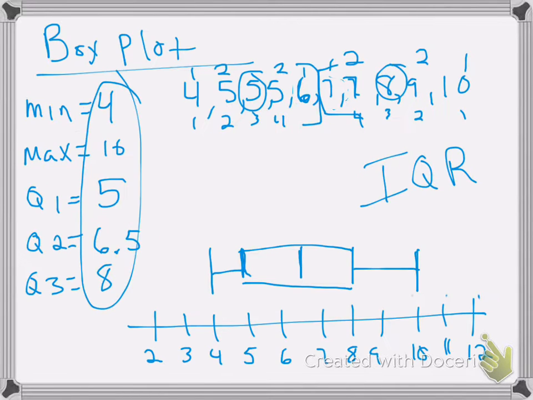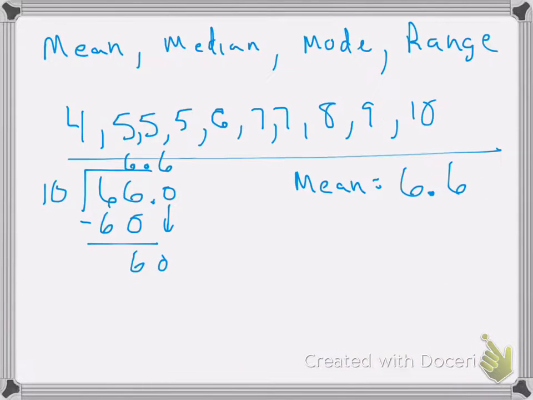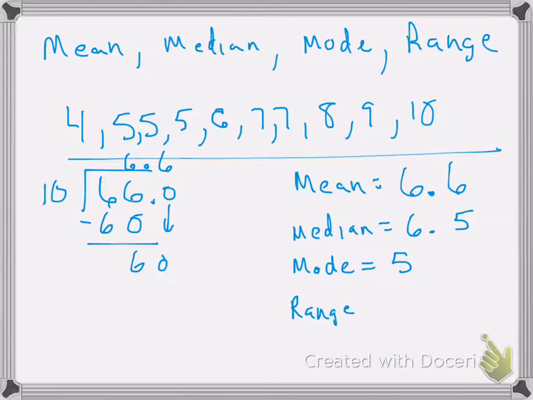Didn't we just find our middle number? We did, so we don't have to do that again since we've already got it. So our median is 6.5. Okay, now our mode, that's the one that occurs the most. So 5 occurs 3 times and 7 occurs 2 times. 5 is my mode. My range, largest minus smallest, 10 minus 4, which is 6. There's your mean, median, mode, and range.